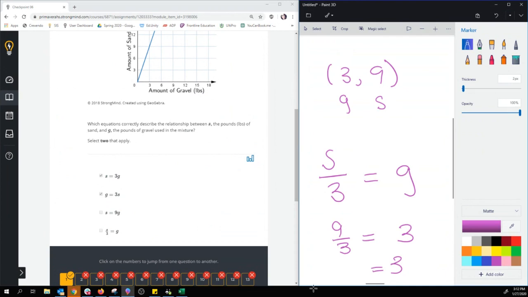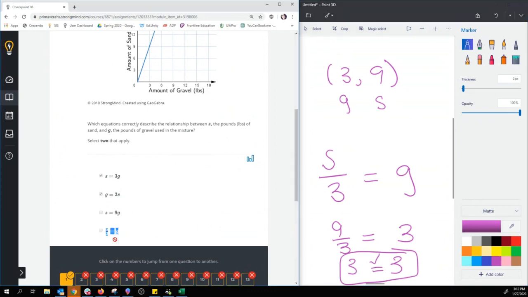Three, perfect. And is 3 equal to 3? Yes. So that means that the two answers we want to pick here are this bottom one, S divided by 3, and the one up here that says S is equal to 3 times G.